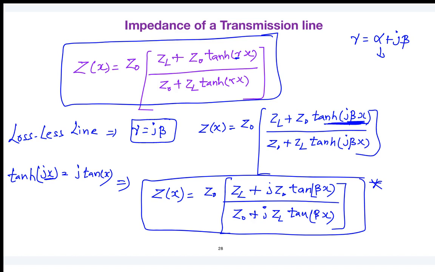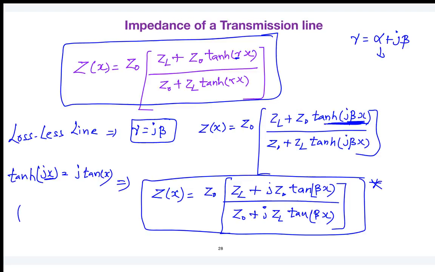Don't be afraid of looking at the equations. Just practice them 2-3 times, make short notes and keep on revising. Every day memorize the formulas and try to recollect them. That way you can remember the formulas. Okay, we'll go to the next one. So this is the generalized equation if the line is lossless.